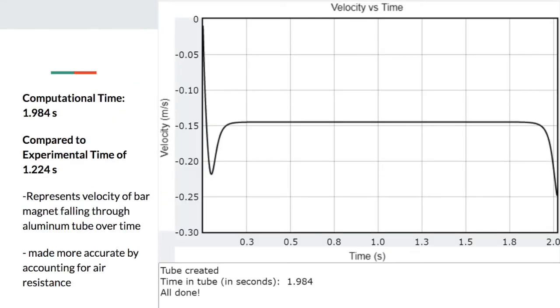This graph represents the resulting model from my code, where I found that the computational time for the magnet to fall was 1.984 seconds, which is greater than my experimental time. This graph represents the velocity of the bar magnet falling through the aluminum tube over time. This part of the experiment could have been more accurate by accounting for air resistance.